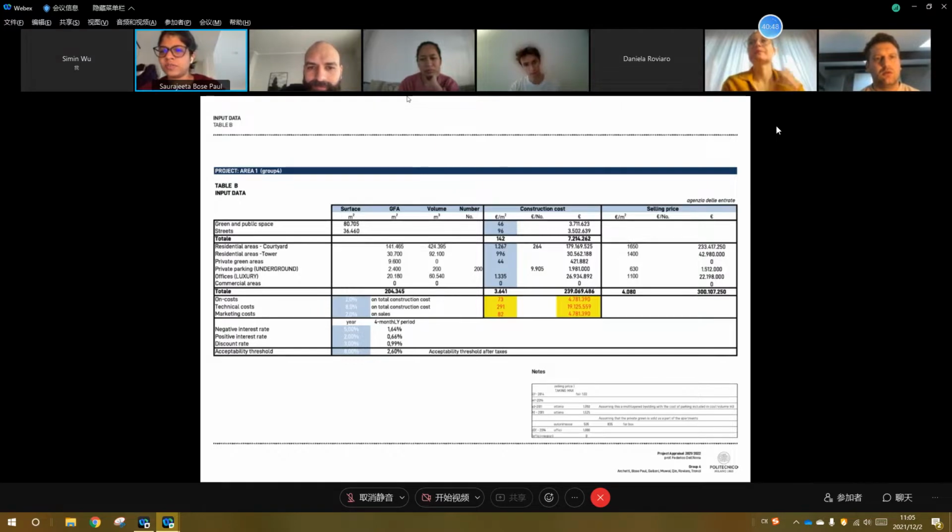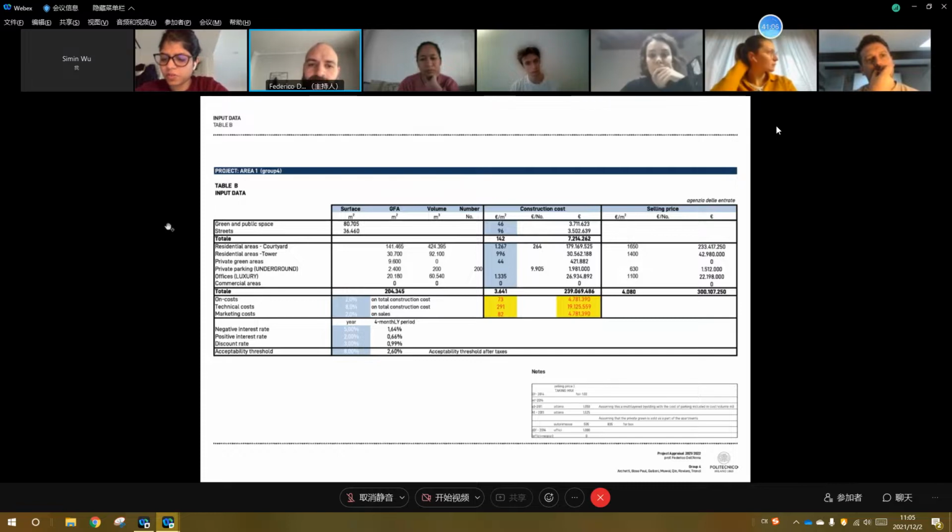So like 10,000 euros for each parking lot, basically. You can increase the selling price per square meter, taking the price from the Agenzia delle Entrate, or you can find another selling price for each, for example using a market comparison approach.